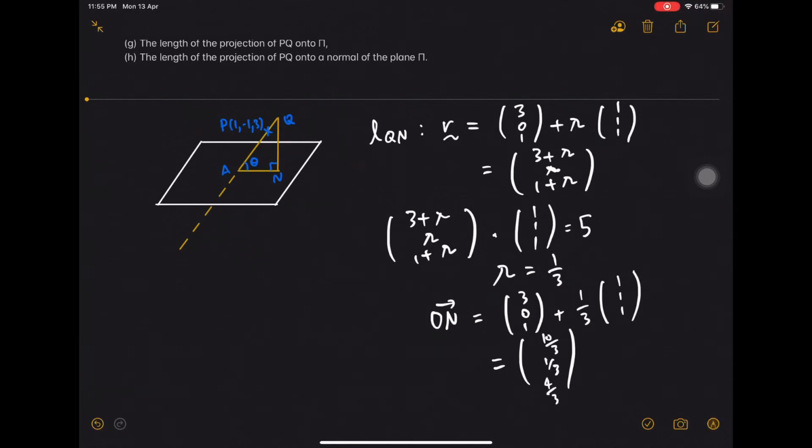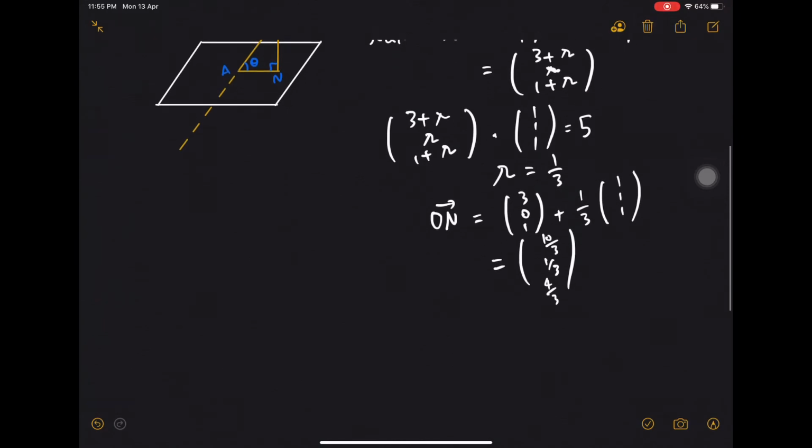You can see here that this is the coordinate of ON, x, y, and z. To write it in coordinate form, we will have (10/3, 1/3, 4/3). So that is how you find the coordinate of N from the line QN intersecting with a plane. This is the foot of the perpendicular from Q to the plane.